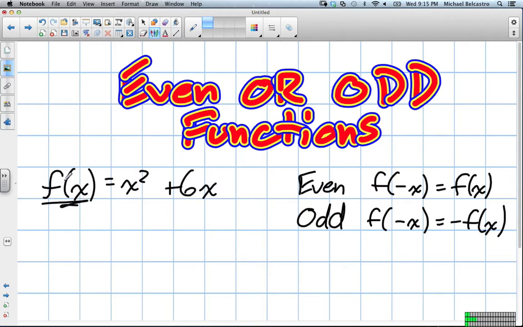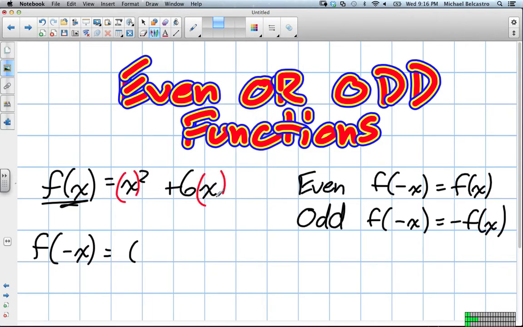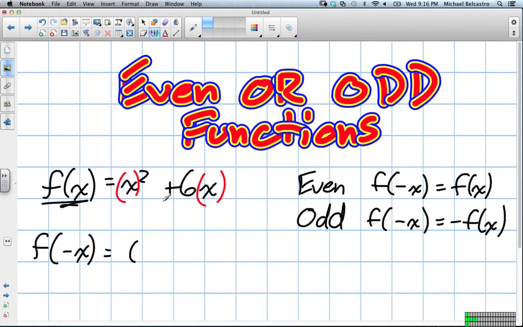So this is our f of x. We now apply f of negative x. All that means is we replace all the x's with negative x in this question. So I replace this x and this x with negative x. So we got negative x squared plus 6 times negative x. Well, what's negative x squared? It's x squared in the end.